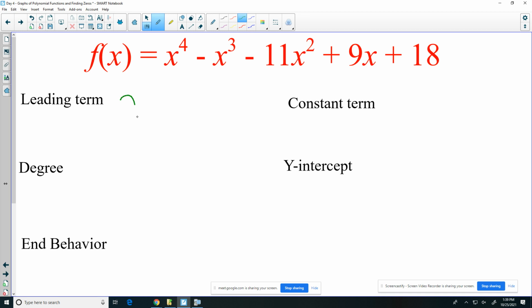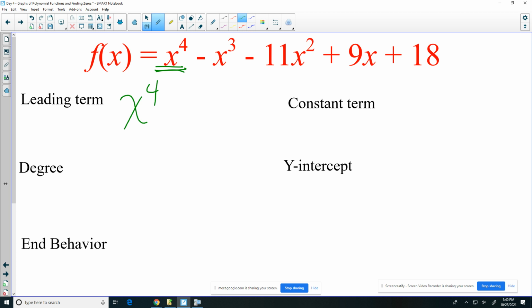X to the fourth. Good. The leading term, as long as they're in order from highest to lowest in terms of my exponents, is just literally the first term. Excellent. What is the degree?